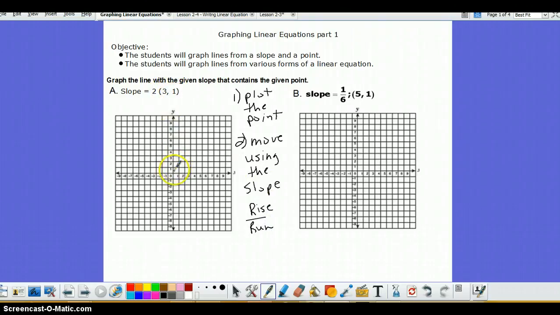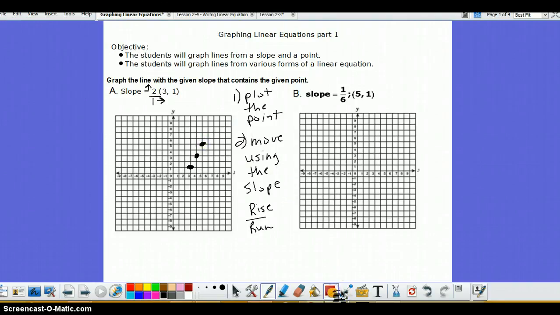Alright, so 3, 1. So I want to plot that point first. Then my slope is 2, or 2 over 1. So that means I'm going up 2 and right 1. You always have to remember to put a whole number slope over 1. So 1, 2, 1. I can do it again. 1, 2, 1.